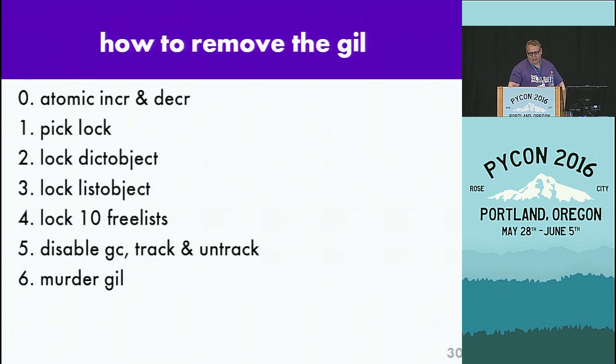Step 6, finally, it is time to remove the GIL. You literally can just go and comment it out, and you go and find the macros that are referring to it, and you just make them no ops. You don't have a GIL anymore.